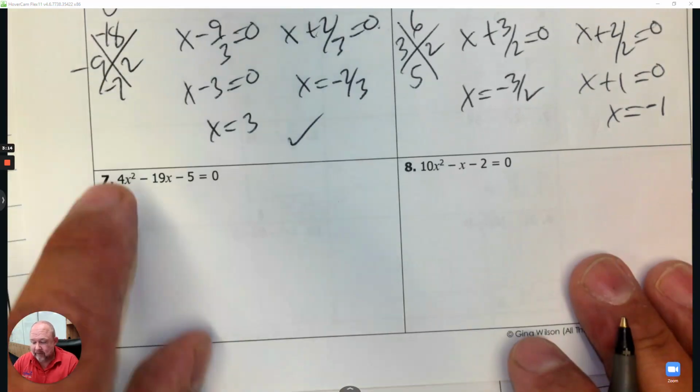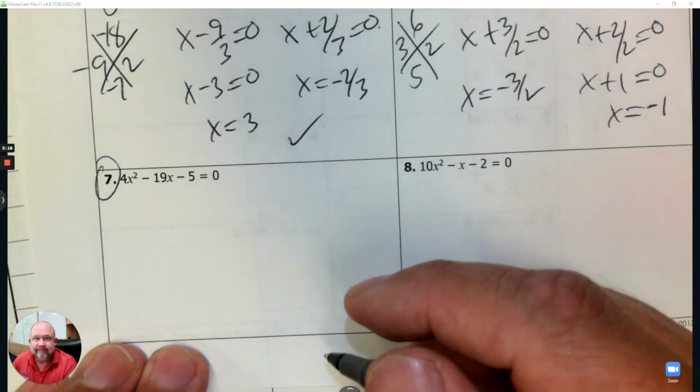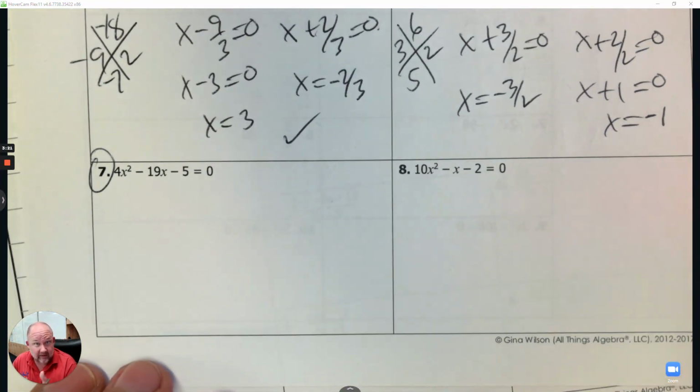All right, two more left, number 7 and number 8. So you try number 7. Press pause. All right, did you do it all the way to the end and got your answers? Let's see if you did it right.